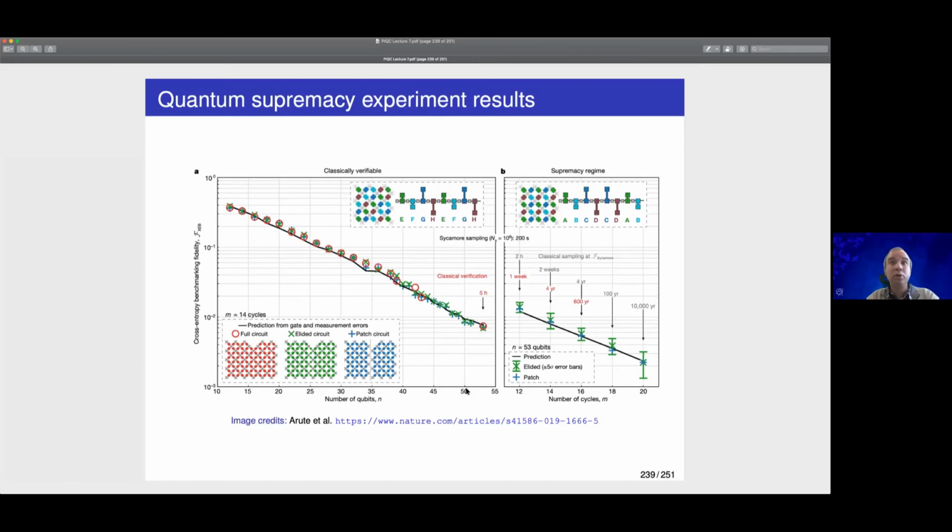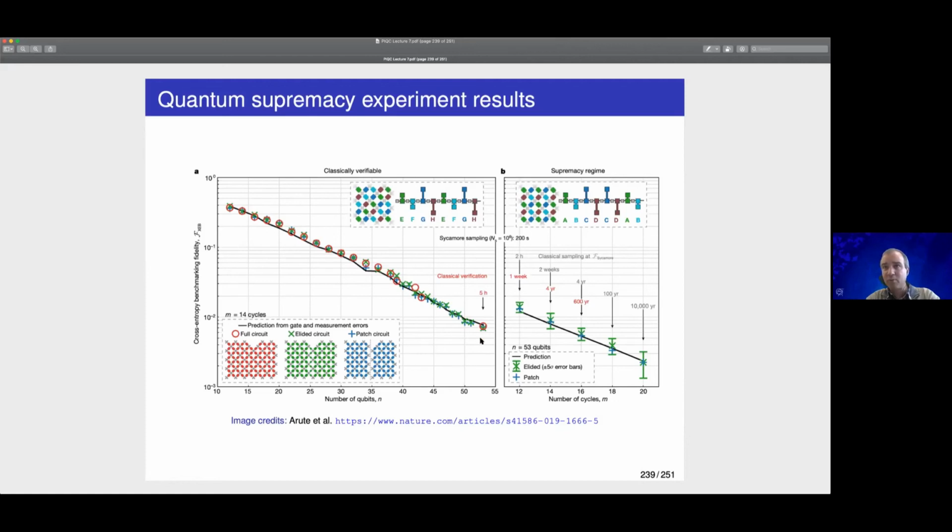And that you could not do with a classical algorithm. And this is exactly what the researchers at Google did. And you see here that this cross entropy is going down with the number of qubits and also with the number of cycles, which is this number of layers that you have of different gates, 1 qubit gates and 2 qubit gates.